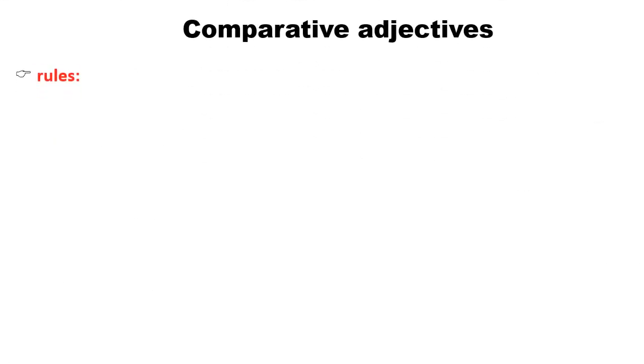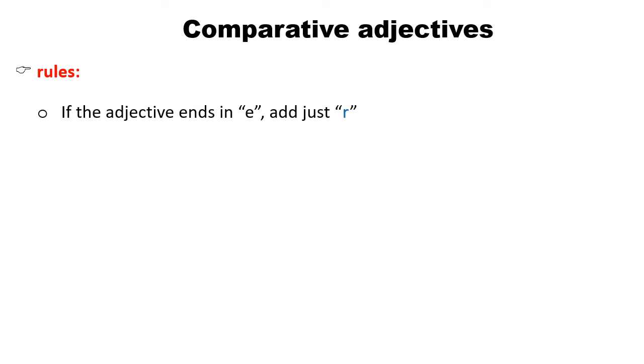Now here we are going to see some rules that you should respect and you shouldn't forget, of course. If the adjective ends in E, add just R. Okay, it's clear. If, for example, this one, cute, cuter. So the adjective ends in E, so we put only R to form the comparative.